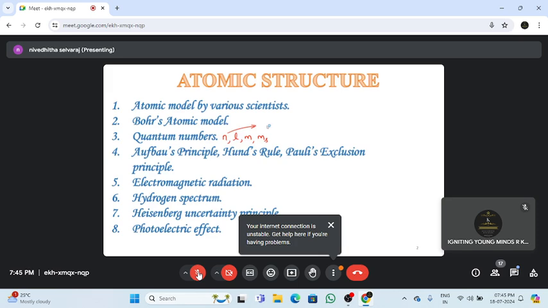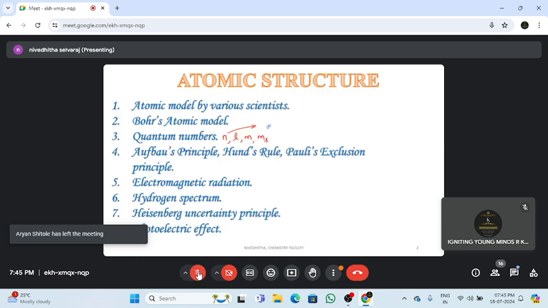Principal quantum number will give the data about the size of the atom, and azimuthal quantum number will give the shape of the orbital. Magnetic quantum number will give the orientation of the orbital, and spin quantum number will give the spin of the electron. That's it, right? And you would have studied few formulas related to quantum numbers to calculate maximum number of orbitals, to calculate maximum number of subshells in a shell and all that. You guys are familiar with that, I guess, right?